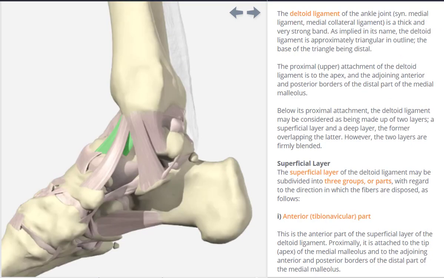We're now looking at the medial ankle, specifically the deltoid ligament. There is an anterior tibiotalar portion, the tibionavicular portion, the tibial calcaneal, which attaches to the tibia and then to the sustentaculum tali, and then finally the posterior tibial part of the deltoid ligament.